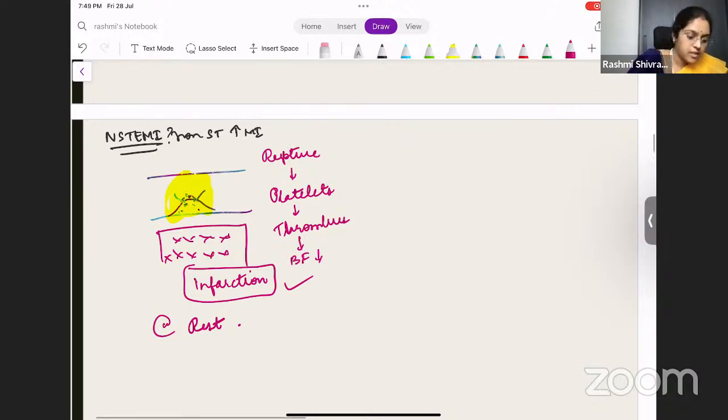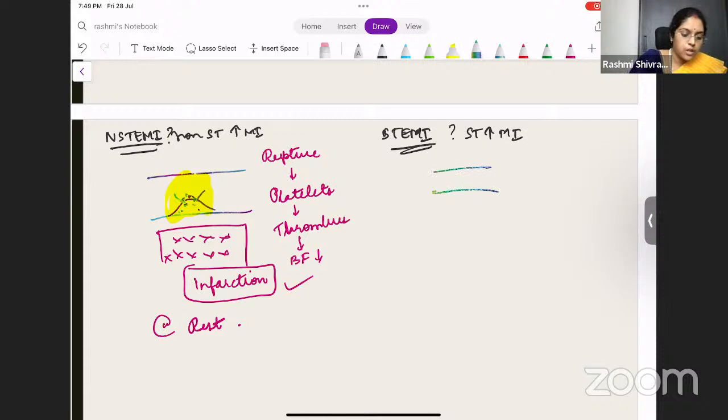Okay. Next, we'll see about STEMI. What is STEMI? This is ST elevation MI. So what happens here? Again, the thrombus occludes the coronary. So this is the vessel wall. The thrombus completely occludes the vessel. So complete occlusion. In this, what happens? The entire myocardium is completely affected.